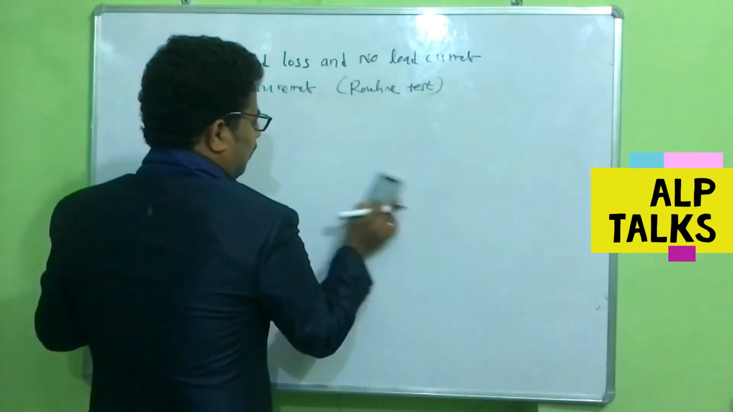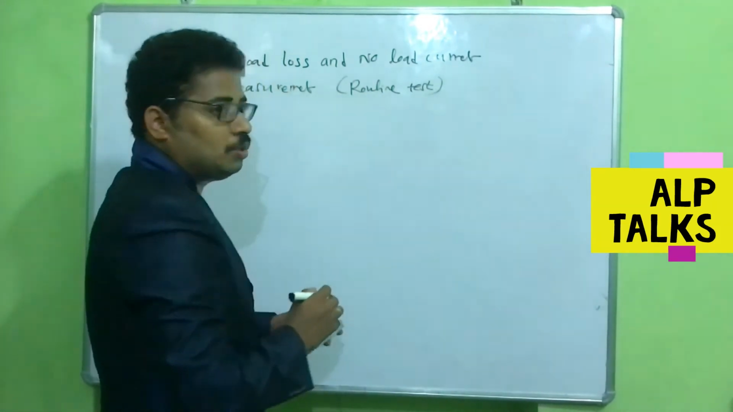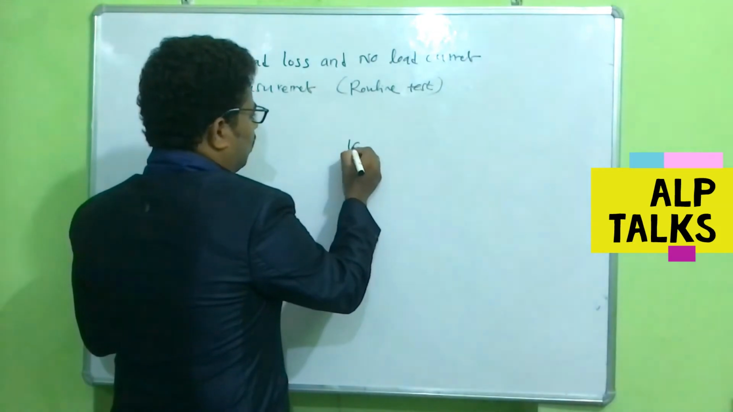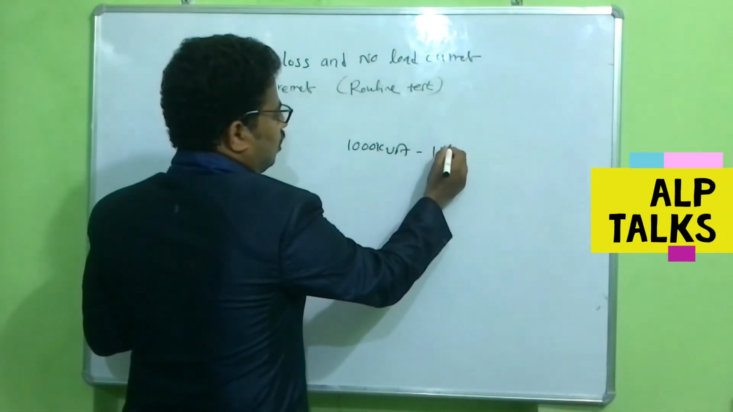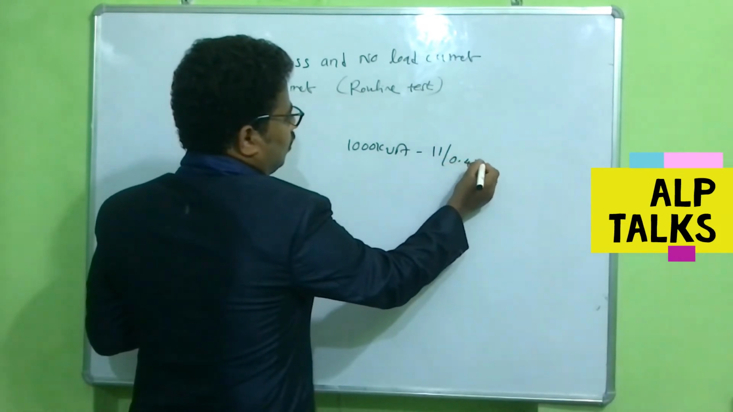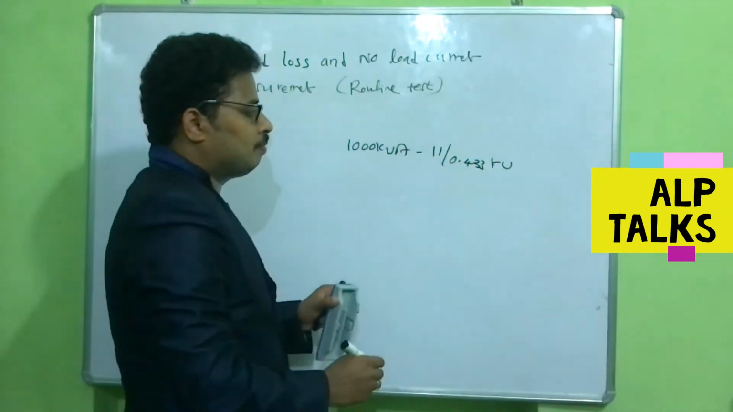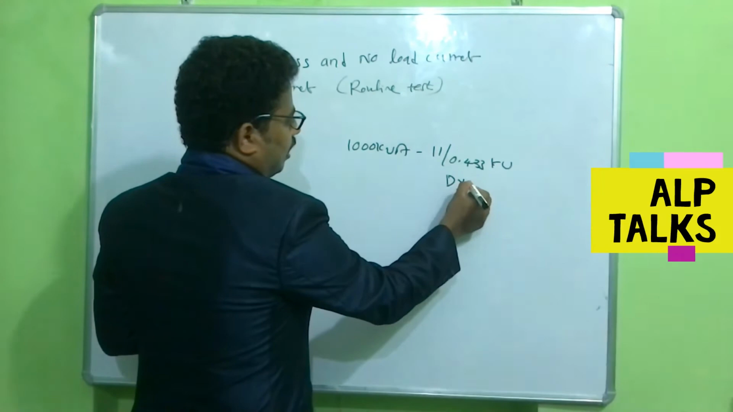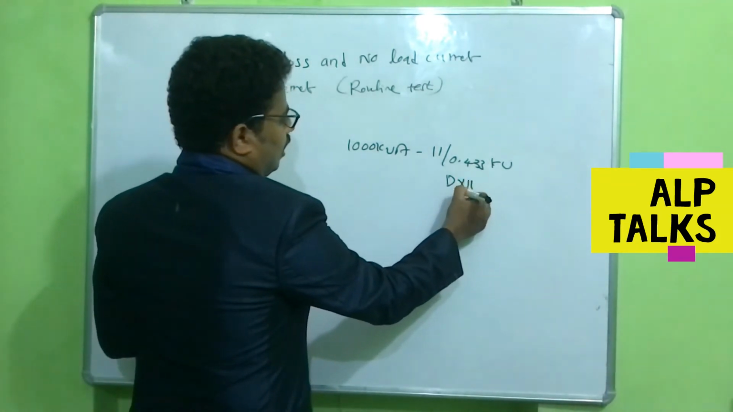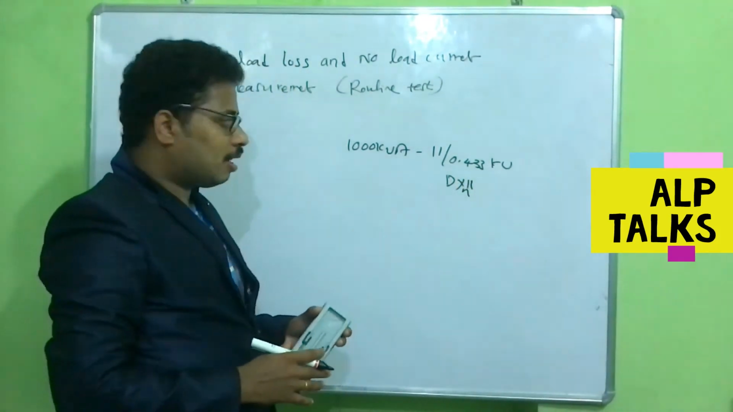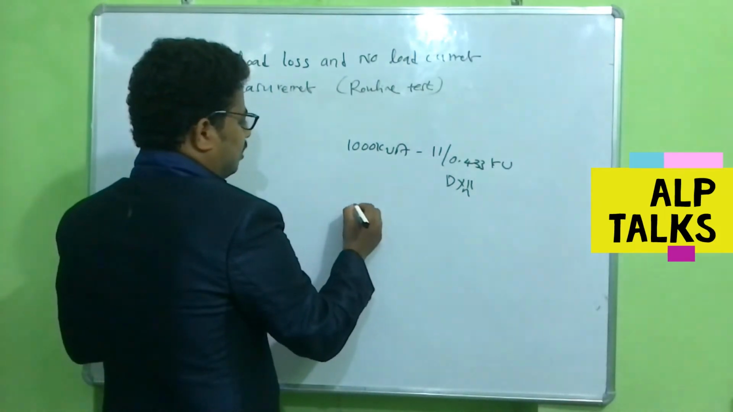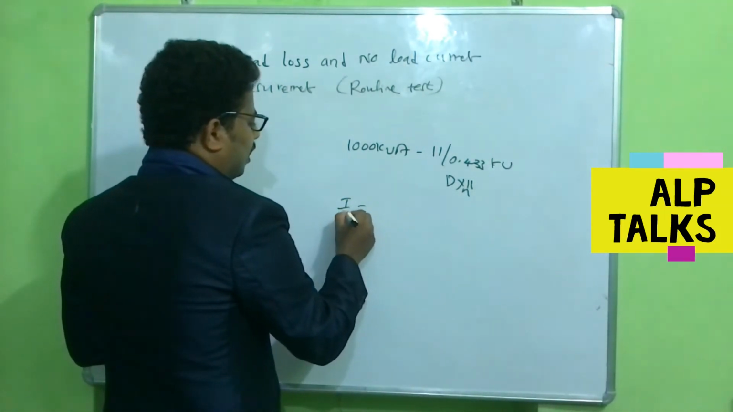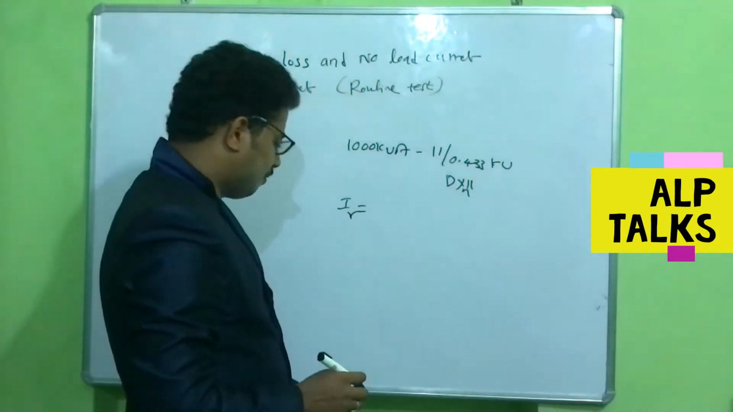For example, let's say you have one 1000 kVA transformer, 11 by 0.433 kV volts, and it is delta Y connected, Dyn11 otherwise. So what is the no load current for this transformer? So let's calculate the no load current. Otherwise, let's calculate the rated current first.